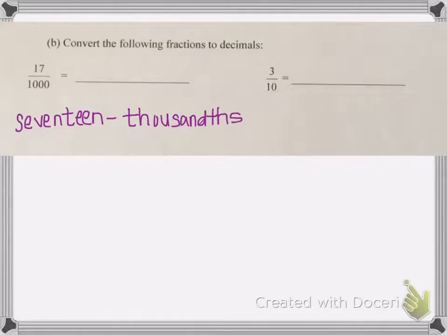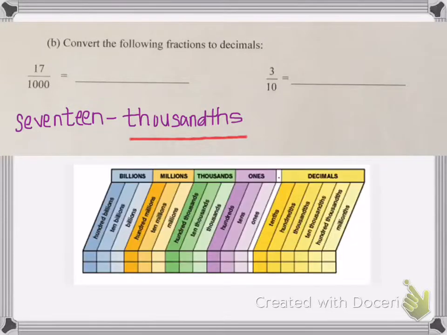So what that means is that when I write this fraction as a decimal, I want my last place value to be the thousandths place. So I want to end in the thousandths place. Now, let's just refresh our memory of the place values. So here's a nice little place value chart we have right here. And I can see right here, there is the thousandths place. It is 3 places to the right of the decimal point.